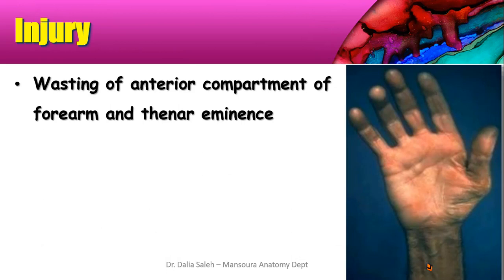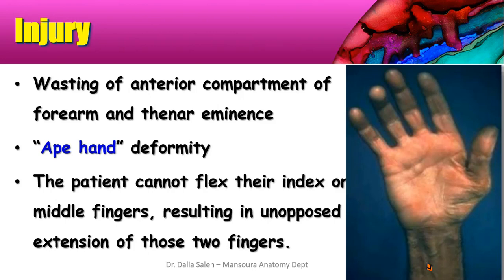There will be wasting of the anterior compartment of the forearm muscles and also of the thenar eminence muscles. We call this deformity the ape hand deformity. The patient cannot flex their index or middle fingers, and this results in unopposed extension of these two fingers.